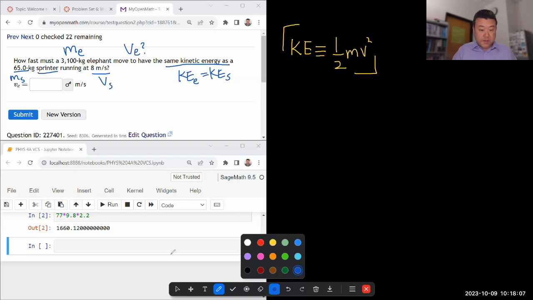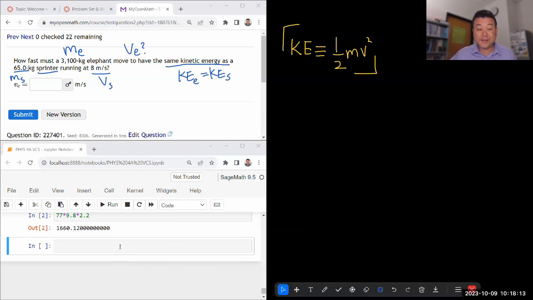Oh, let me do it this way. Since I'm using Sage Math as my fancy glorified calculator, let me actually use this as the computer algebra system, as a way to do algebra. So I'm going to declare all my variables: mass of the elephant, speed of the elephant, kinetic energy of the elephant. I don't believe I need that, so I'm just going to leave that alone. Mass of the sprinter, speed of the sprinter.